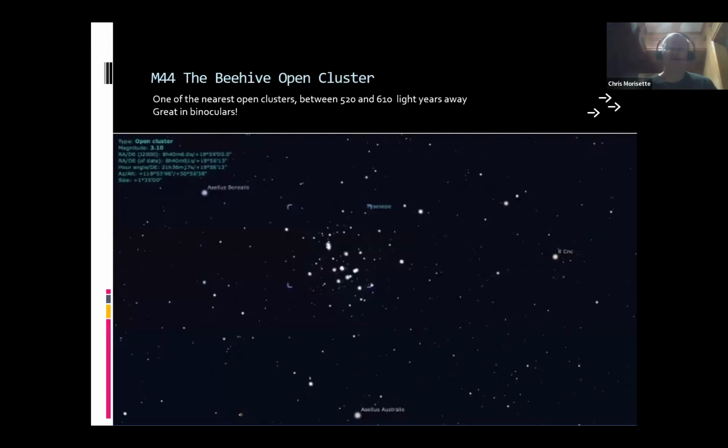And here's a picture of M44. It's about 610 light years away from Earth. It is an open star cluster, so it only has about 200 to 350 stars in it, so many fewer than what you'd see in a globular cluster.